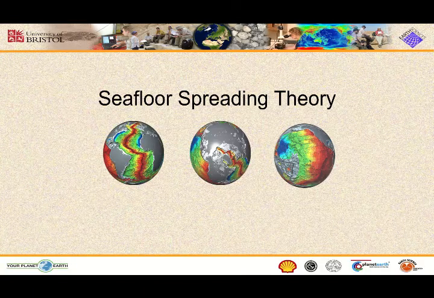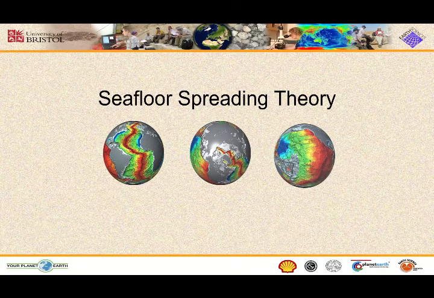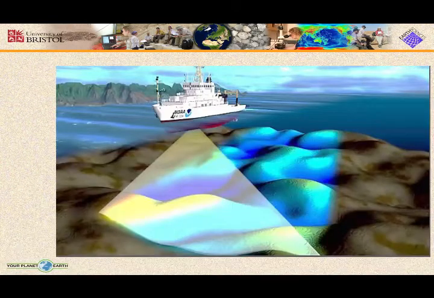Now, the second evidence of plate movement is the seafloor spreading theory. The idea of continental drift circulated in scientific circles until World War II, when sounding gear called sonar produced new evidence of what the seafloor looked like. The gear, developed in the 1930s, bounced sound waves off the seafloor to determine its depth and features.